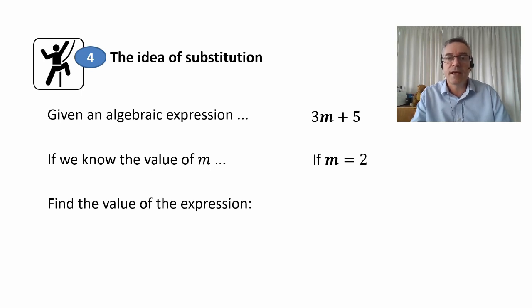Well, yes, of course I can. I'm going to put the value in. So where the m is, I'm going to put a 2. So 3m plus 5 becomes 3 lots of 2 plus 5. And I'm going to work through this slowly. 3 lots of 2 is 6. I'm going to have to add 5. I'll do that in the next step. 6 and 5 is 11. So what we're looking at here is the idea of substitution.